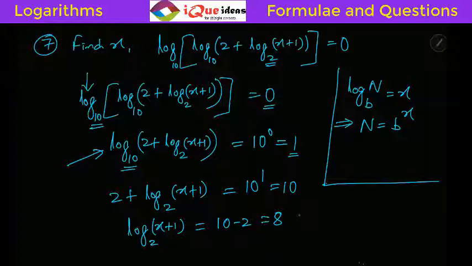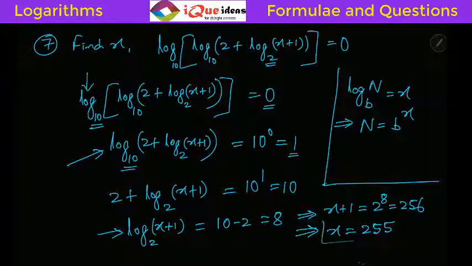Right? Now from here, if you remove this third log, what will happen? Now the base is 2. So this x plus 1 will become 2 raised to the power 8, that is 256. So finally from here, you can see that x is equal to 256 minus 1, that is 255. Right? So the answer of this question, the value of x is 255. So this was a good, tricky question. Okay? Now let's go to the next one.